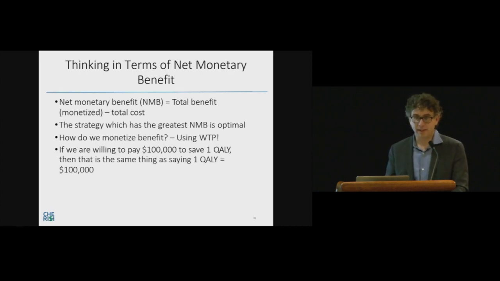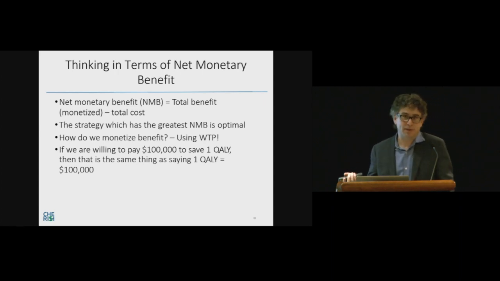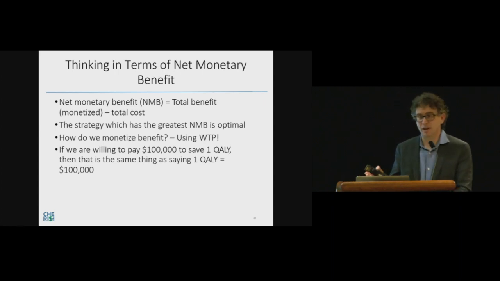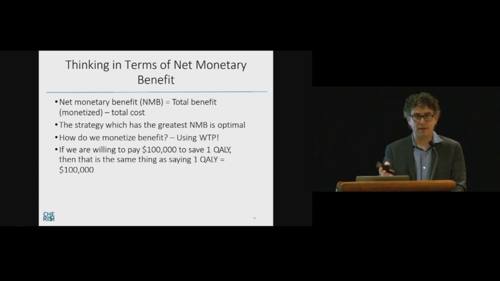And so then what we can say is, great, now we can monetize, right? Each QALY is worth $100,000. So I can use my model, come up with an average life expectancy or quality adjusted life expectancy. Each QALY gained is worth $100,000, right? So now I can multiply QALYs times 100,000 and I have a dollar figure. And it's easy to then subtract, right? The cost is a lot easier to deal with. The cost is the cost. So I monetize the benefit, subtract away the cost, and what's left is the net monetary benefit.